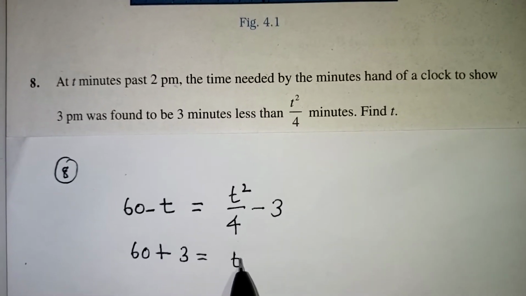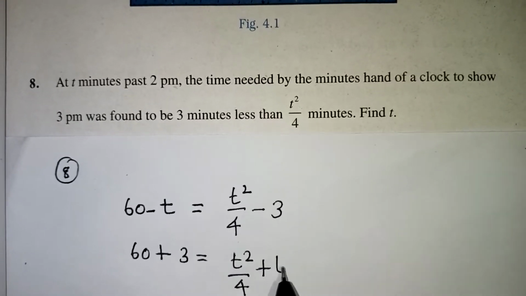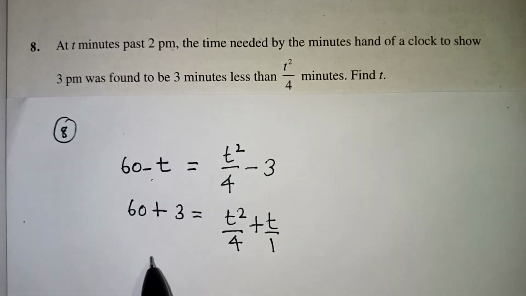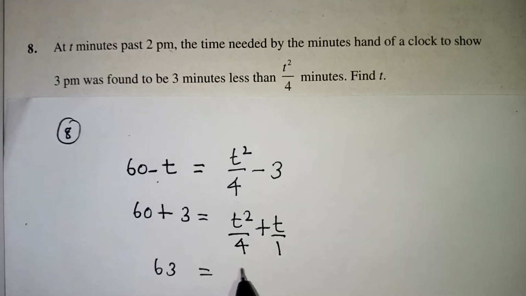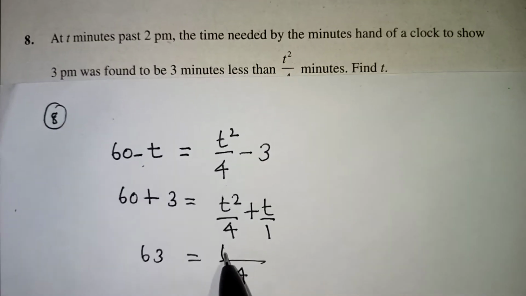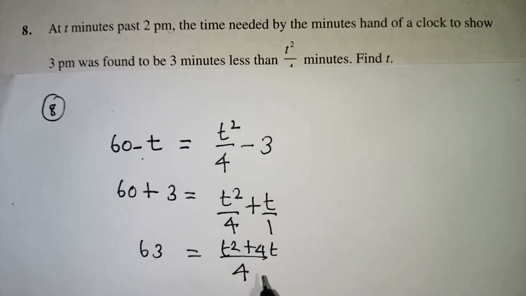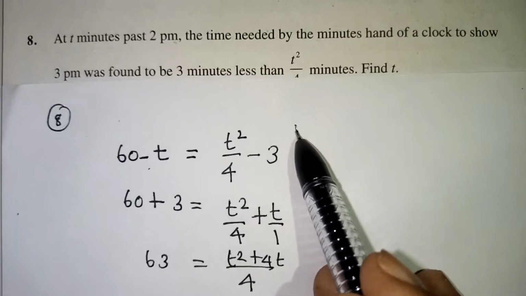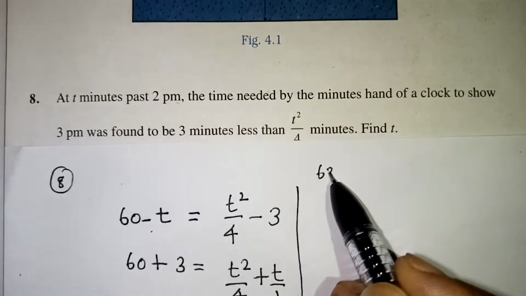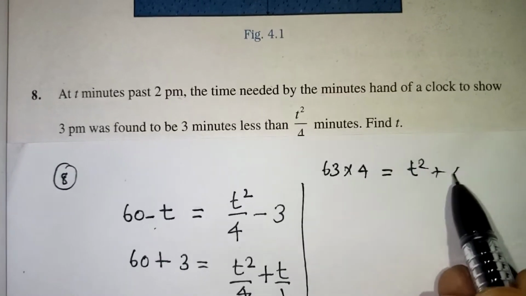Minus t if you take it to that side, that is a plus t now. T squared by 4 plus t. So minus t if you bring it to this side, plus t. Here you should take by 1. 60 plus 3, 63. Here we have to take the LCM. LCM is 4. 1 into t squared, 4 into t, 4t. Now the denominator 4 we have to take it to other side, that will become multiplication. So we can write 63 into 4 equal to t squared plus 4t.